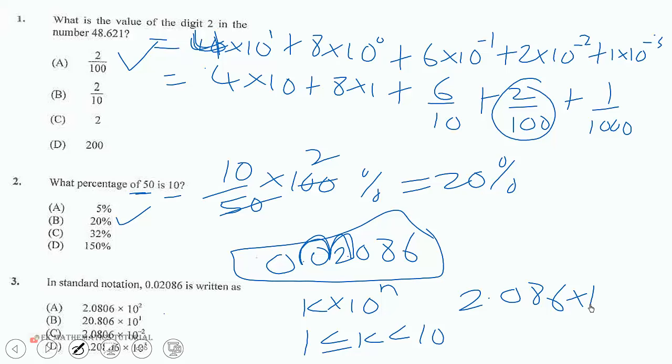Since we move forward 2 times, we'll get times 10 exponent negative 2. So the correct answer is supposed to be C. So I believe they wanted to write 0.020806. Then that will be the correct answer, if that is what they wanted to write here.